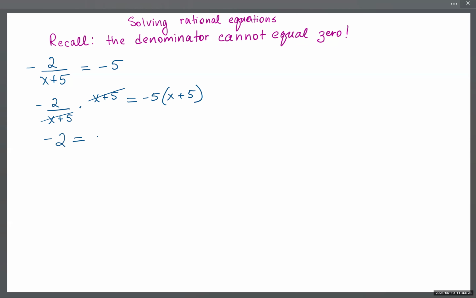On the right-hand side, we'll go ahead and open up the parentheses to distribute the -5. -5x minus 25. Now we'll go ahead and add 25 to both sides. This is 23 equals -5x, and then divide by the number in front of x. So 23 divided by -5 will be the answer for x. If you glance back up into our problem, the denominator would be 0 if x was -5. X is not -5, so we are okay.